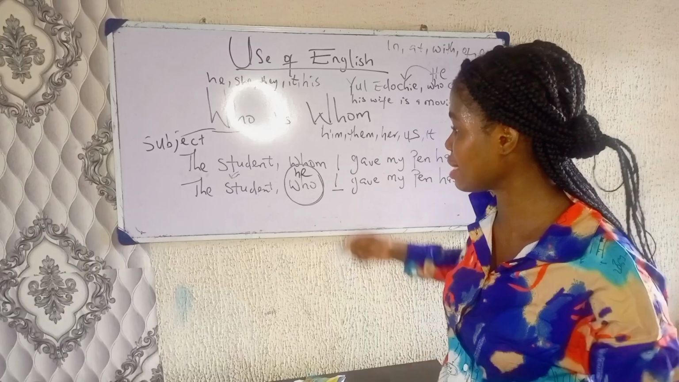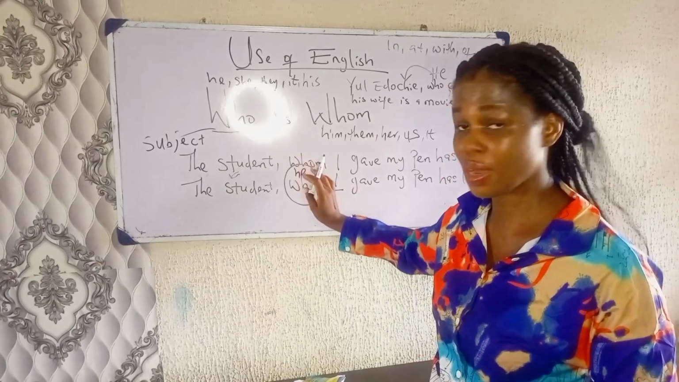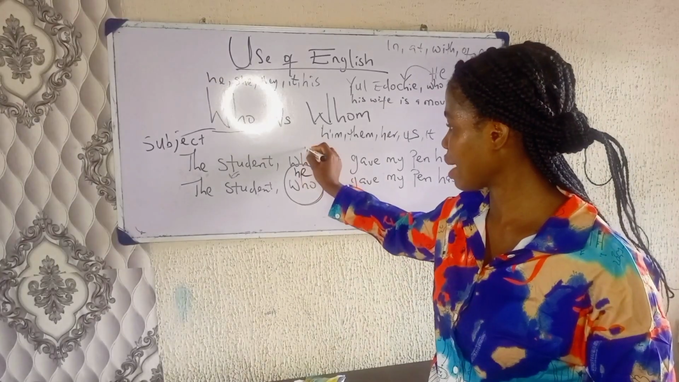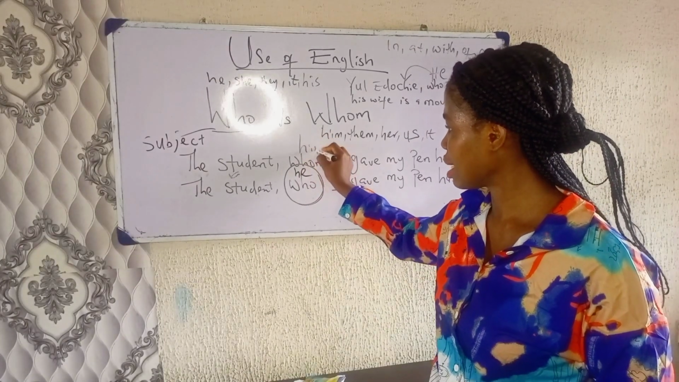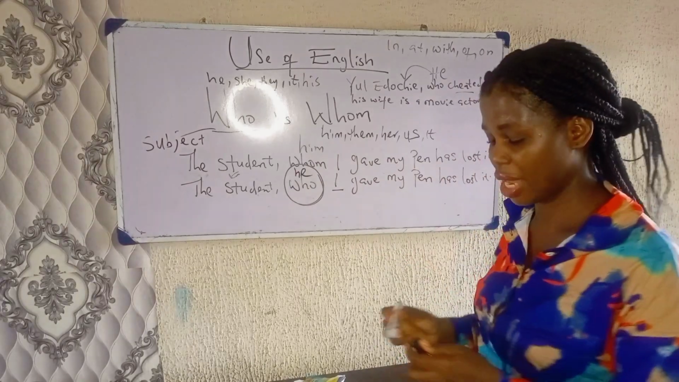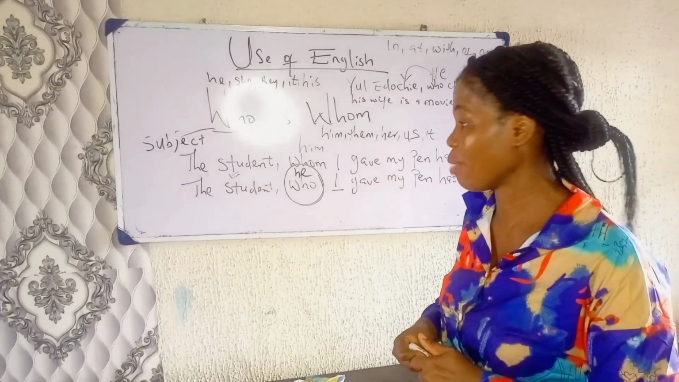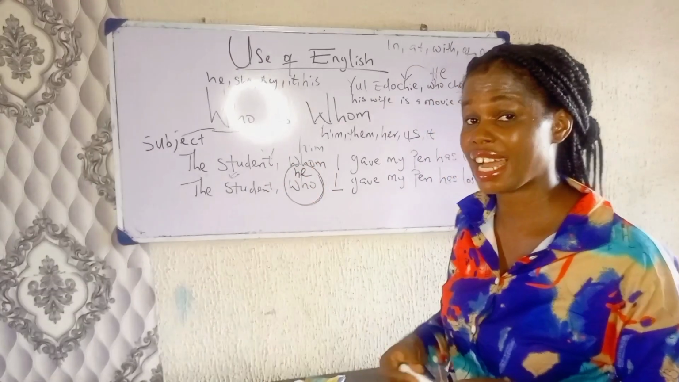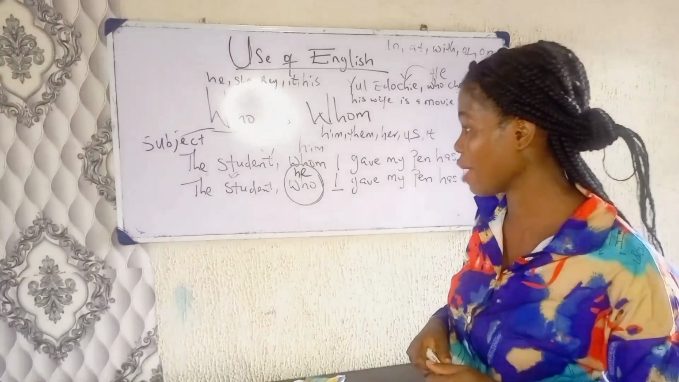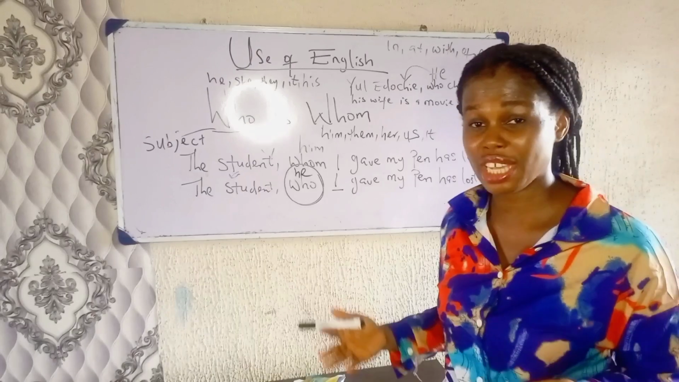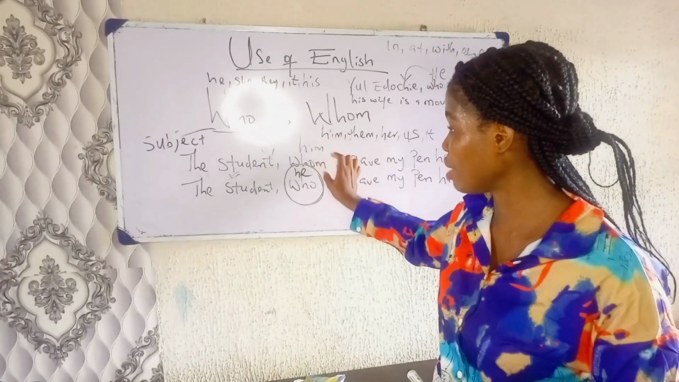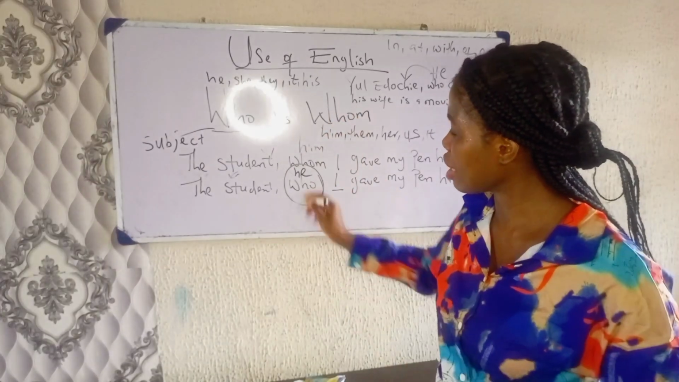Now let's look at this sentence. Can I replace whom here with an object pronoun? The sentence makes sense. Of course, him I gave my pen. Whom here refers to the person that receives the action, the person that received the pen. So it is an object. Whom here is correctly used and can be replaced with him.